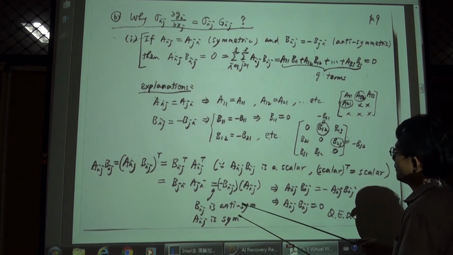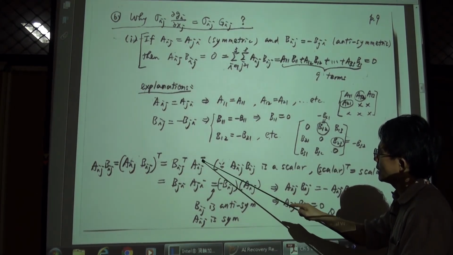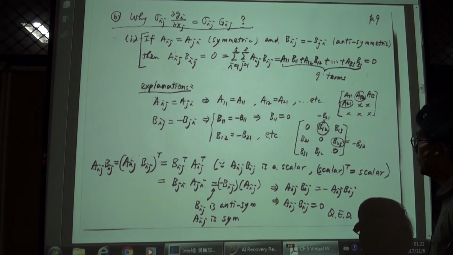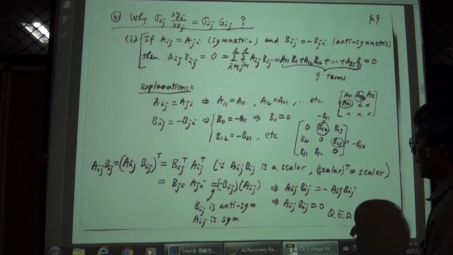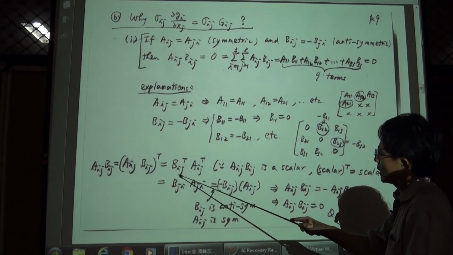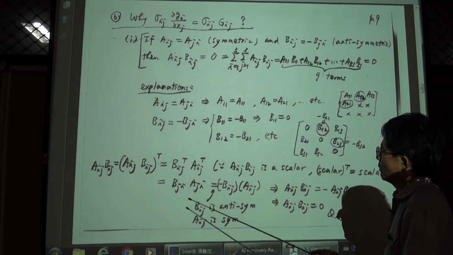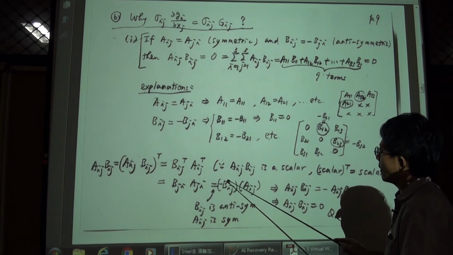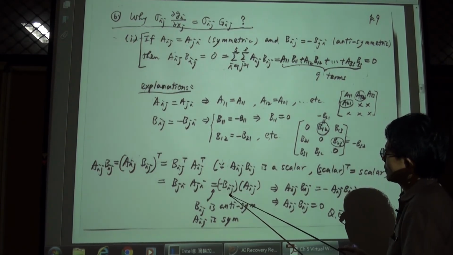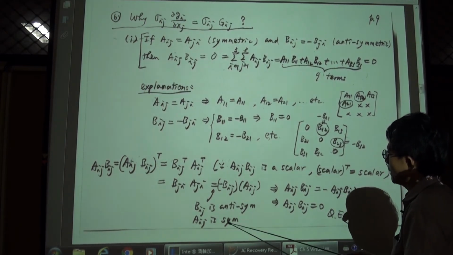And now this one is equal to this one and this one is equal to this one. Okay, because of the what? Of the transpose operation. Transpose Ij, turn it into Ji. But Bji equal minus Bij because it is anti-symmetric. And Aji equal Aij because it is symmetric.